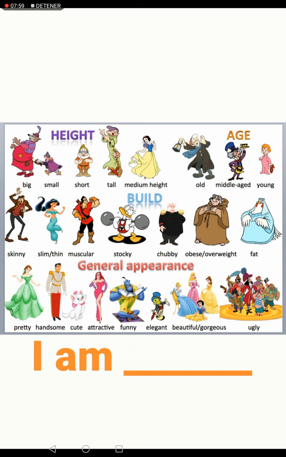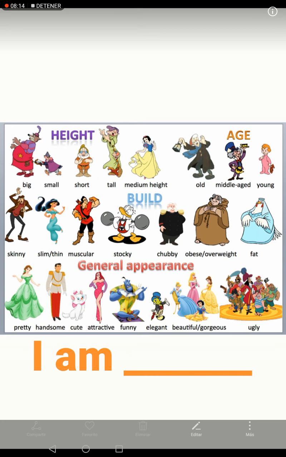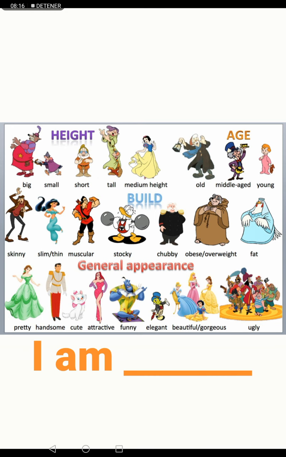Then we have the age. In the first picture, we have old. People that are over 50 years old, I think so. And then we have middle age, the edad media. And finally, young. It could be like teens or kids too. Then we have the build that is skinny, like delgado, muy delgado. Slim and thin, very similar too. It's like delgado, pero no exagerando.